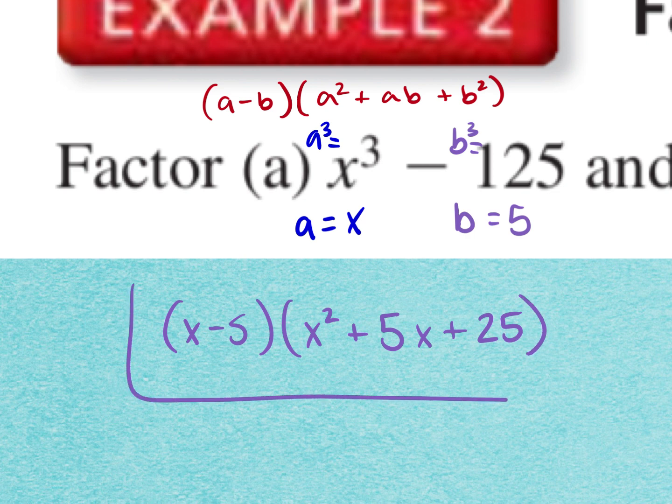So this would be our answer. This can't be factored anymore. Sometimes we may think that you can factor 25 to get 5, but the signs just don't work out. So this cannot be factored anymore.